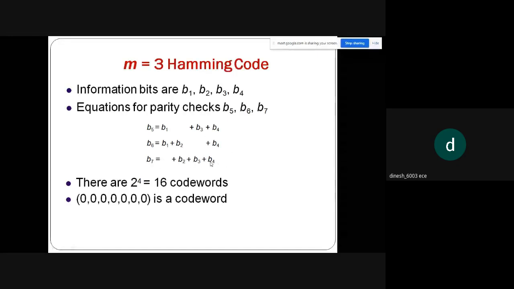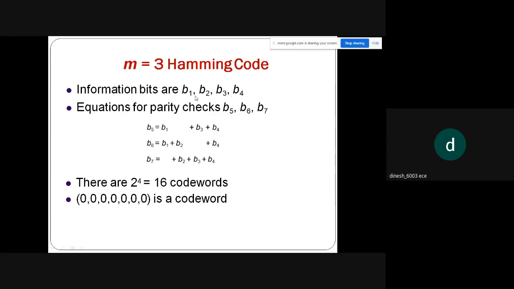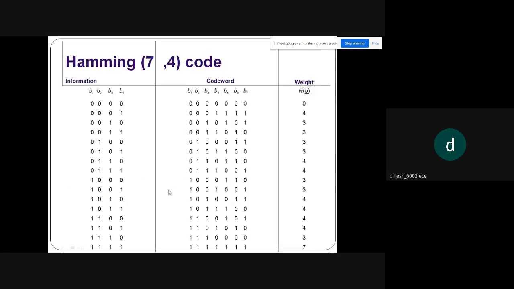So we are taking this for example. Okay. So since there are 4 information bits, there could be a combination of 16 code words. 2 power 4, which is 16 code words. Okay. So these are the list of code words you'll get.